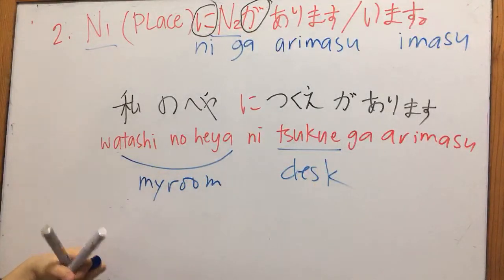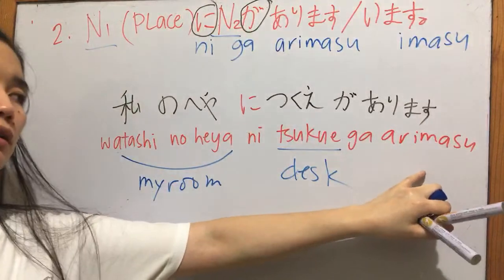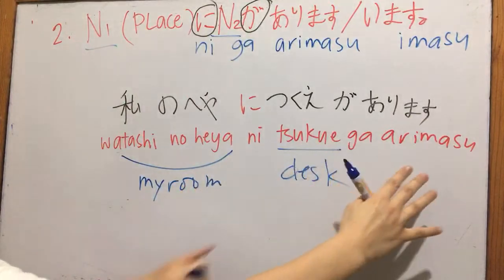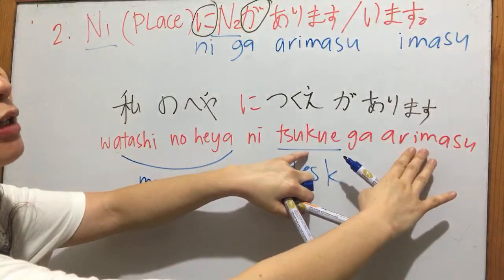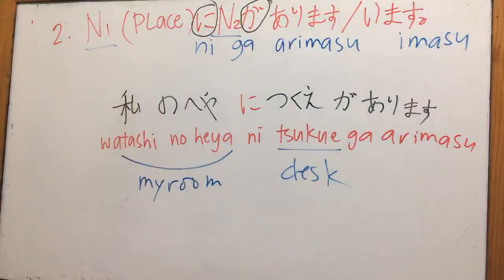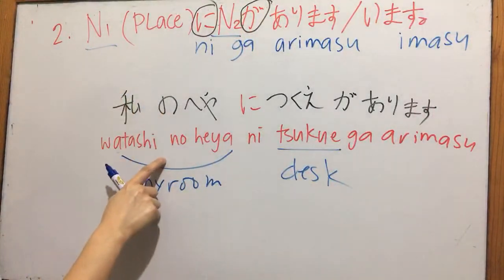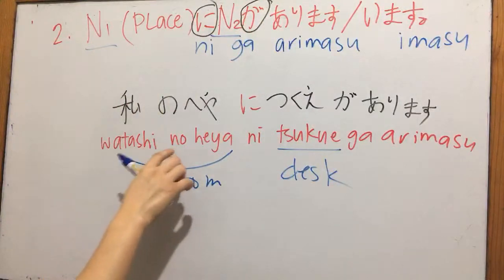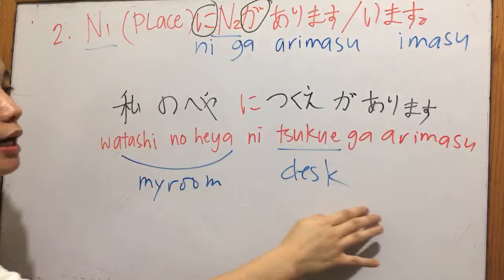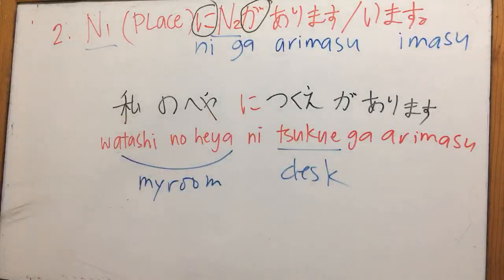Okay. So, this is yung ating arimasu, have, or be. So this is our sentence pattern a while ago, right? Tsukue ga arimasu. So, if we just need to add place, where's that desk? It's in my room. In my heya. Watashi no heya. So, our pattern is watashi no heya ni tsukue ga arimasu. Okay? So, there is a desk in my room.